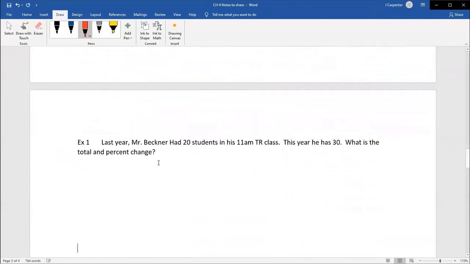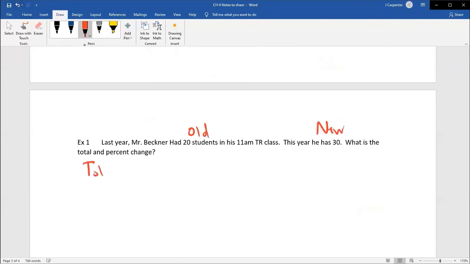Last year, Mr. Beckner had 20 students in his 11 a.m. Tuesday, Thursday class. This is just arbitrary. This year, he has 30. What is the total and percent change? So you've got to have organized which one's the new and which one is the old. Which one comes first in time? Well, last year, 20, that's the old. Oh, 11 a.m., that's the new, right? No, 11 a.m. is just a label. This year he has 30, that's the new.